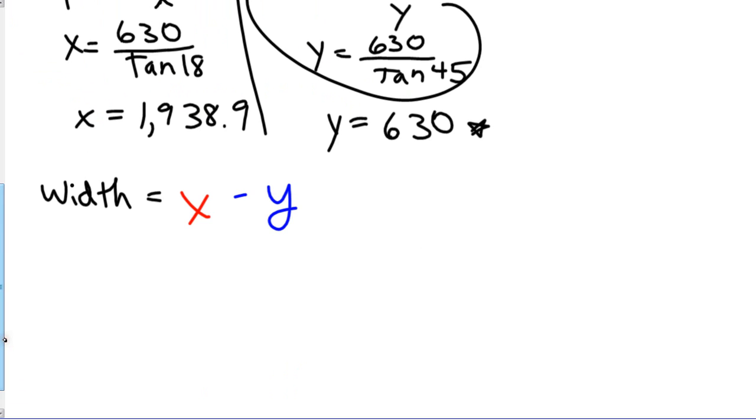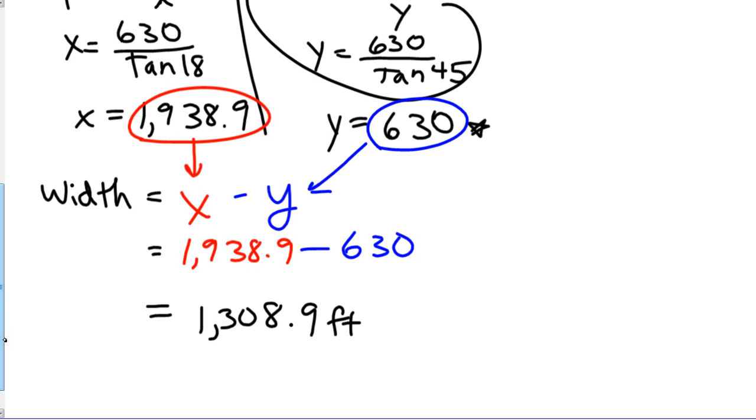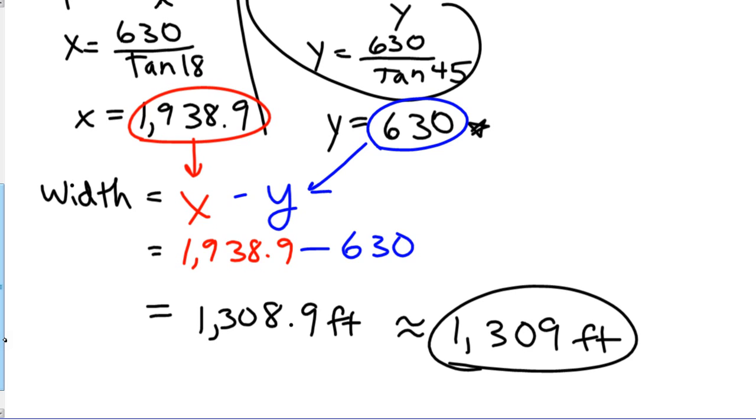Just put some numbers in here. So I've got my 1,938.9, that was my x, minus my 630, that was my y. Type that in your calculator. I'm getting an answer of 1,308.9 feet. You might be asked to round to the nearest foot on this one. If that's the case, we would go ahead and say 1,309 feet is the approximate width of the river.